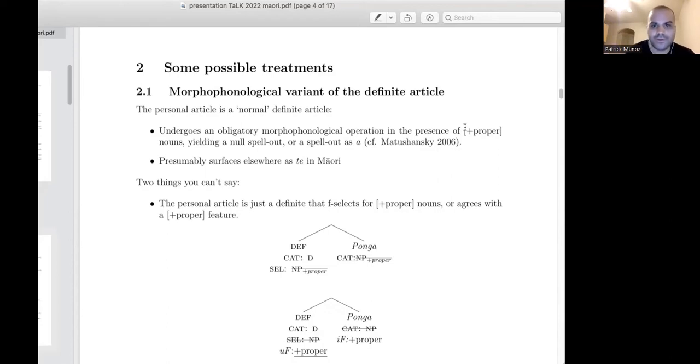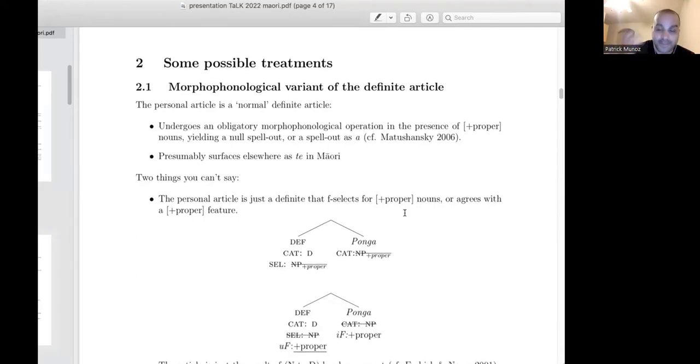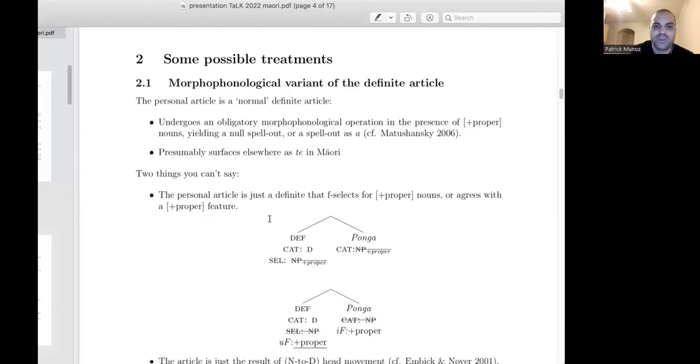What I don't think is right is that you can reduce the function of a to just tracking this kind of proper feature. In other words, I think proper nouns have special semantics, and I think that a tracks those semantics. So the idea, presumably, in Maori, a would surface elsewhere as te. In other environments, it's just the, but contracted or changed somehow. So how would you do this?